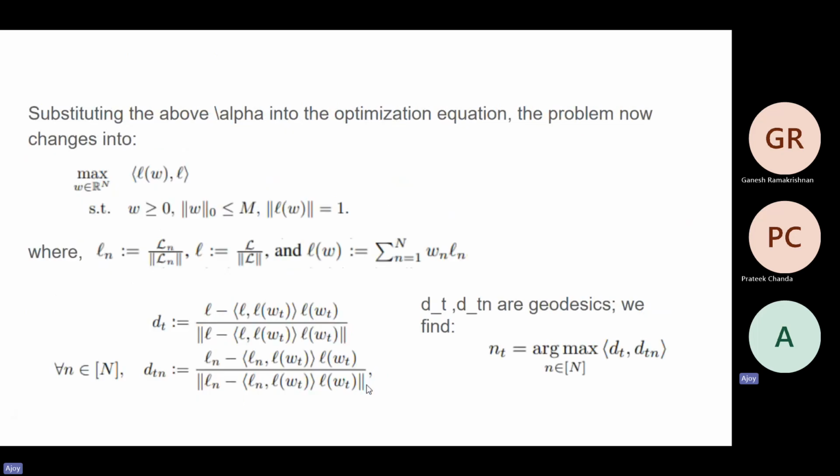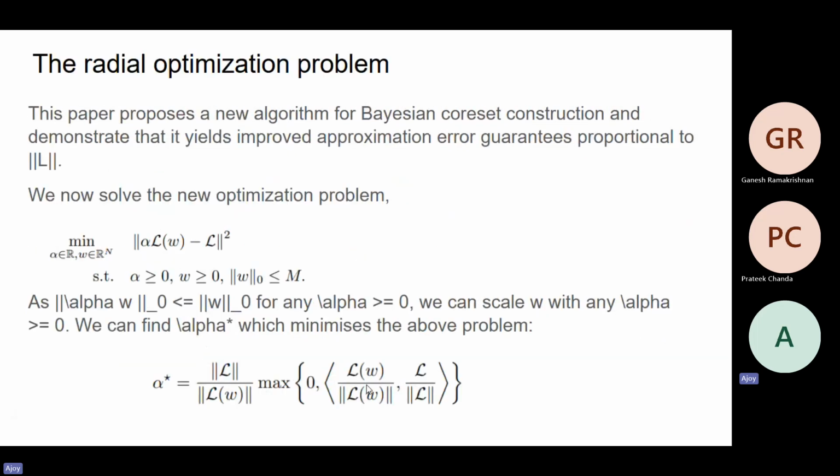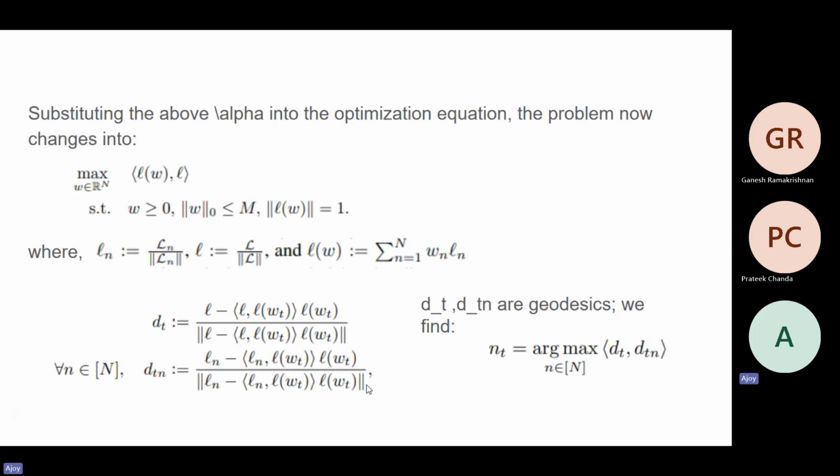Okay. So now if we substitute this alpha star into the main optimization problem, we will arrive at finding the maximum of LW and L. LW is a unit vector, where capital LW is the log likelihood vector of L.